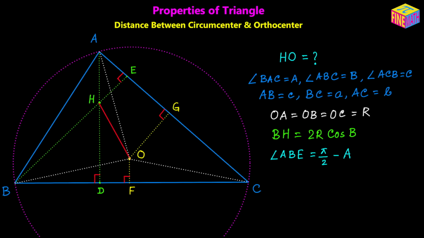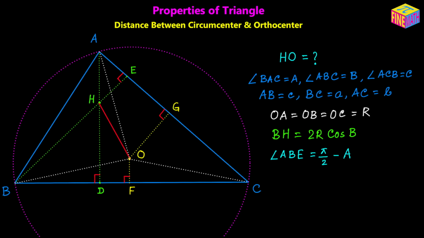Now let's look at a few angles here. First, we are going to take a look at the angle ABE. If you think about the little triangle ABE, that is a right triangle, the angle ABE will obviously be 90 degree minus A, because the angle A and angle ABE and angle BEA, their sum is actually 180 degree. So then the sum of the angle A and angle ABE will be equal to 90 degree.